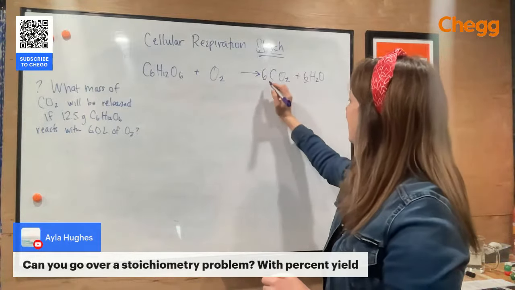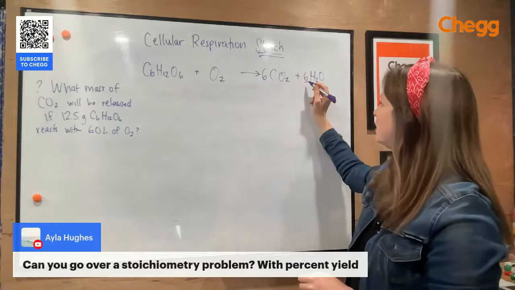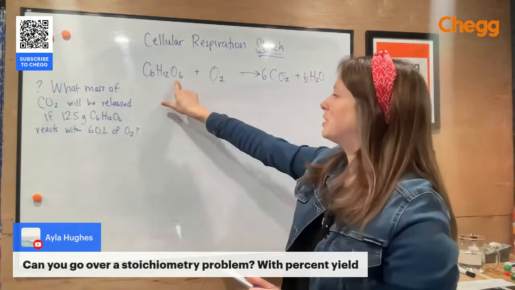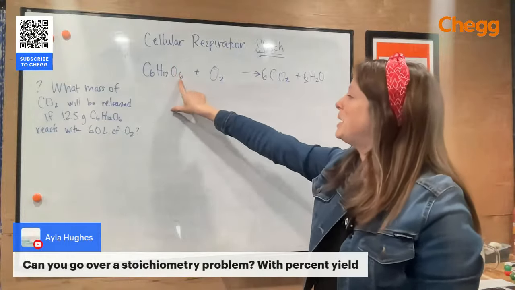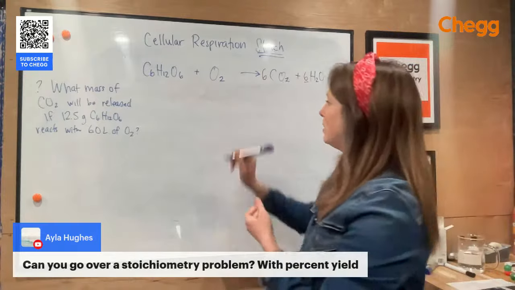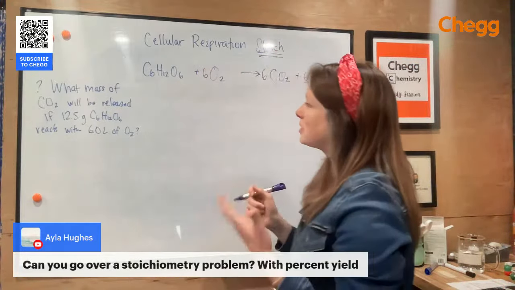On my product side, I have 6 times 2, that gives me 12, plus another 6 gives me 18. But be careful, because I also have oxygen here. So from that 18, I'm going to subtract 6. That means this has to be equal to 12. So this is going to be a 6, and now this is balanced.